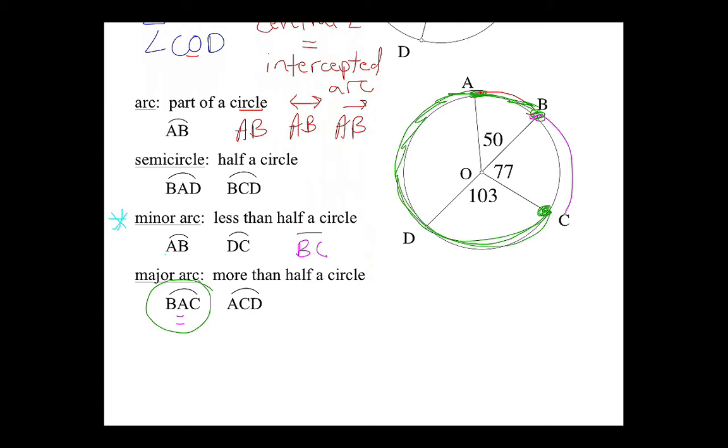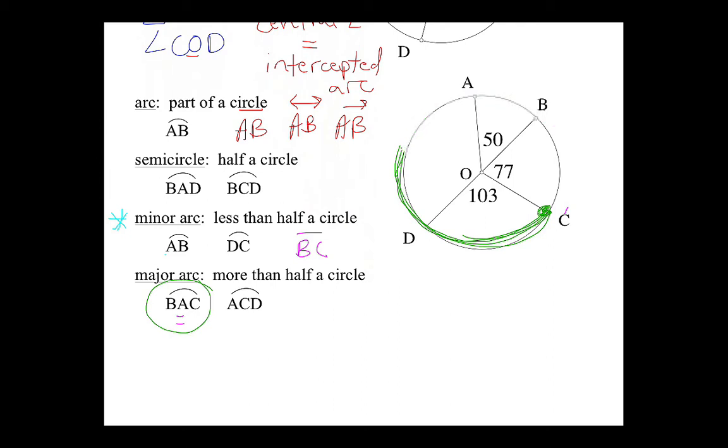So paying attention to the letters is very important. Three letters means you're going to have more than half the circle. It's a major arc. Two letters means you're going to have less than half of the circle, which is two letters. And then a semicircle is exactly half of the circle. And we use three letters for that as well.